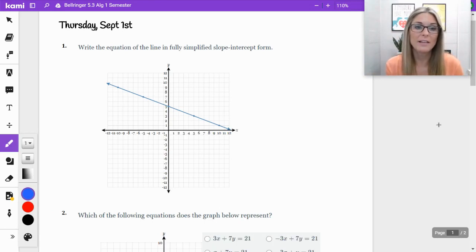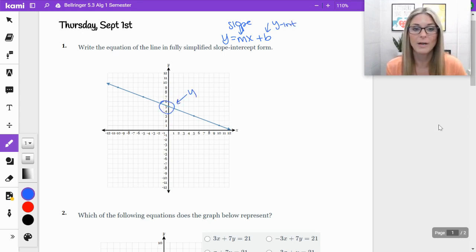So, number one, write the equation of the line in fully simplified slope intercept form. So, we definitely want y equals mx plus b when we finish. We're going to need to know the slope in the most simplified form and our y-intercept from our graph. So I always start with y-intercept.